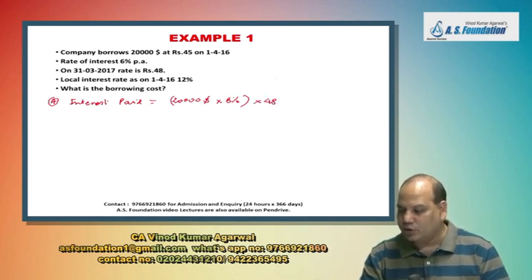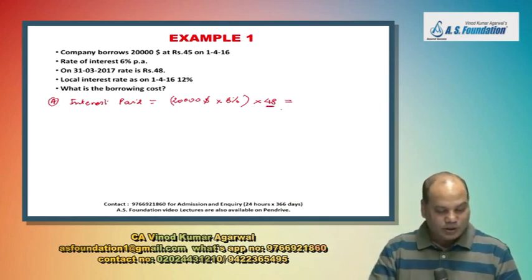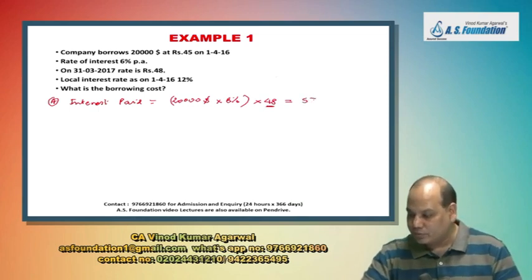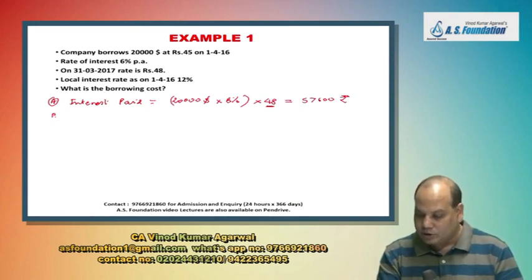So when you convert $1,200 to repay the interest, you will have to convert it at the rate of 48 rupees because interest will be paid at the end. So will you calculate and tell me how much interest you are actually going to pay? 57,600 rupees. Okay. Now my next question is exchange difference.